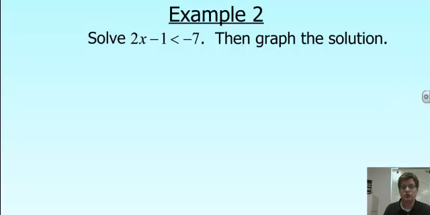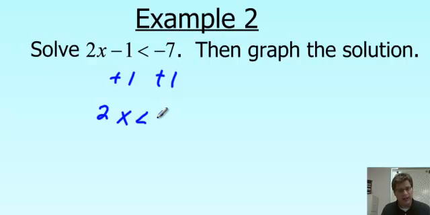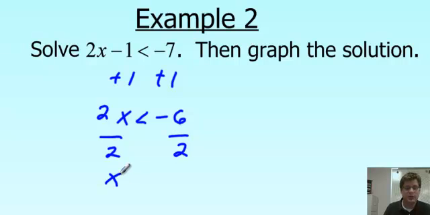Now let's go ahead and solve an inequality here. I want to solve 2x minus 1 is less than negative 7. To do that, I'm going to start off by adding 1 to both sides. So this works out just like our equations. We don't do anything differently here in this case. And then I'm going to get a negative 6, and then I'm going to divide both sides by 2, like so. So I'm left with x is less than negative 3.